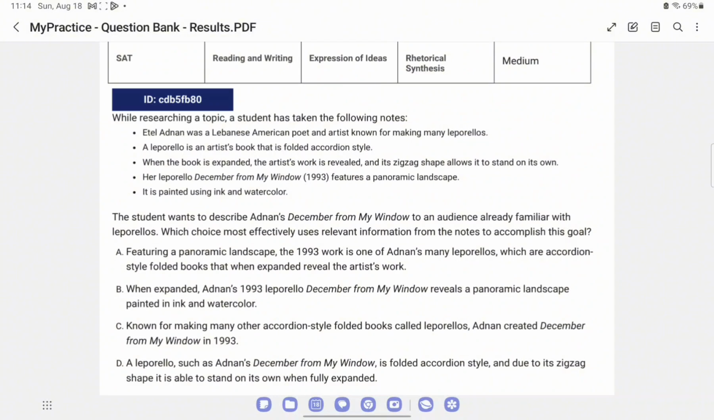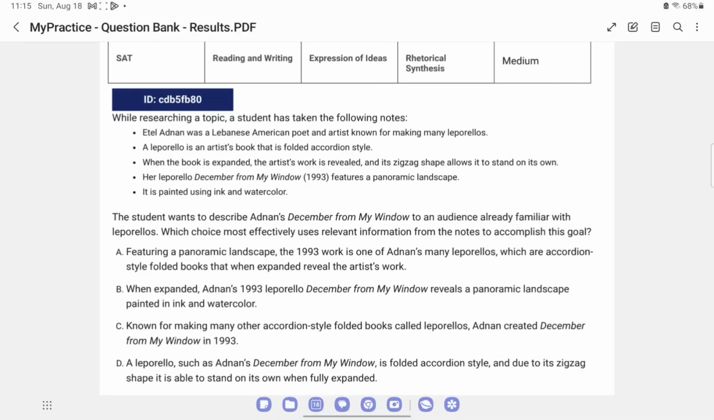Okay? B, when expanded, Adnan's 1933 Leporello, December from My Window, reveals a panoramic landscape painted in ink and watercolor. Yeah, so it's describing December from My Window. It's talking about what it is. It's a panoramic landscape, and it's saying what it's painted in, and it's not describing what a Leporello is.